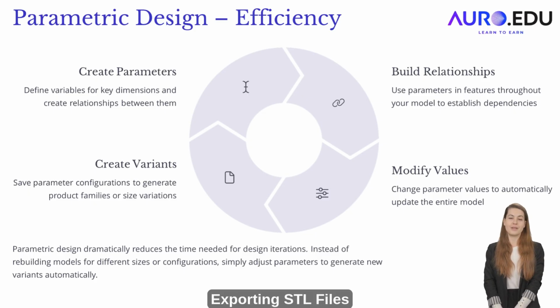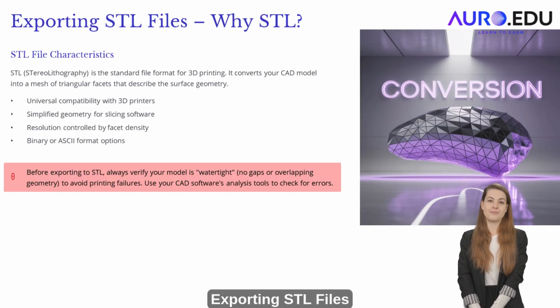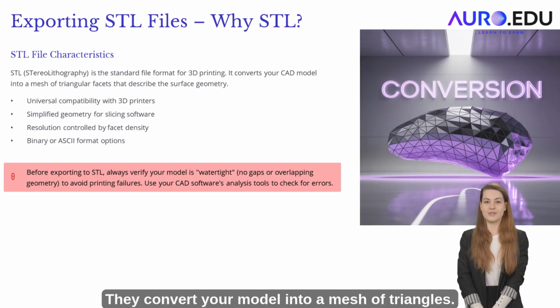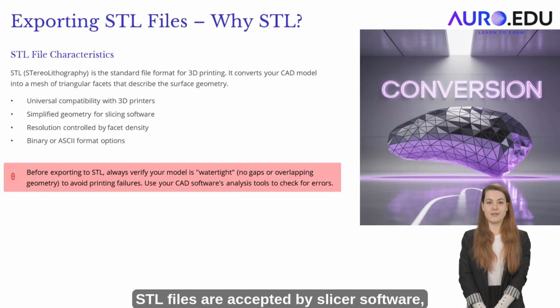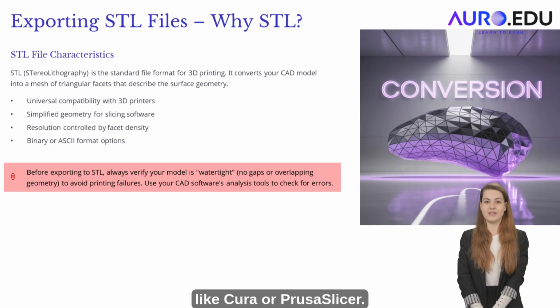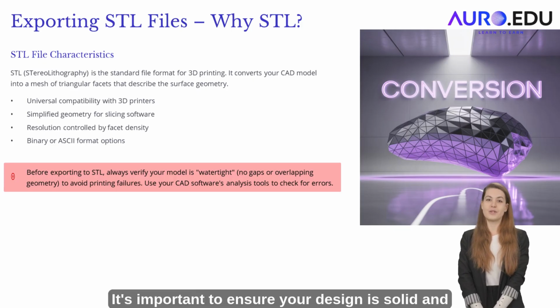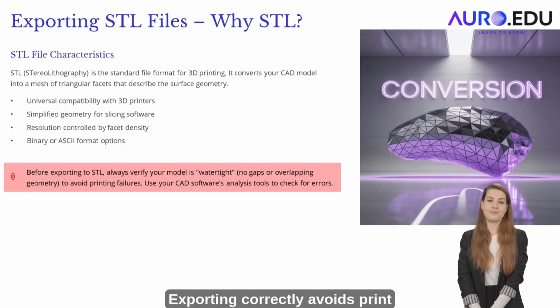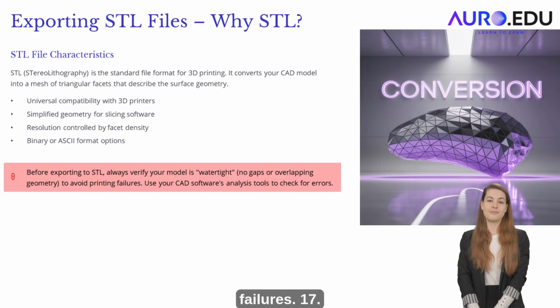16. Exporting STL files. Why STL? STL files are used to prepare models for 3D printing. They convert your model into a mesh of triangles. STL files are accepted by slicer software, like Cura or Prusa Slicer. It's important to ensure your design is solid and has no holes before exporting. Exporting correctly avoids print failures.